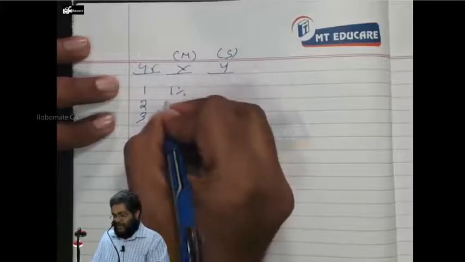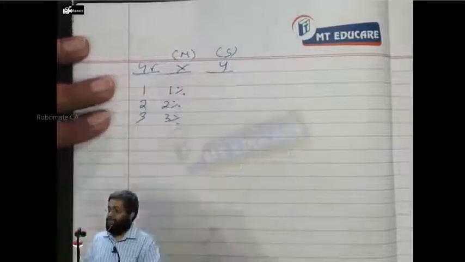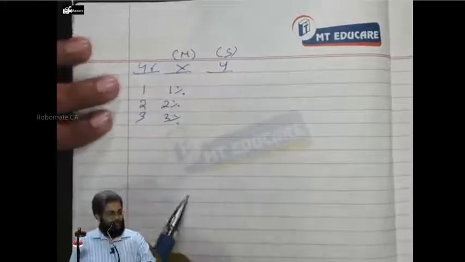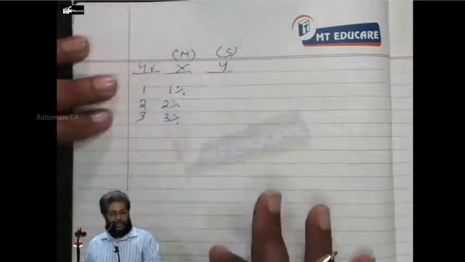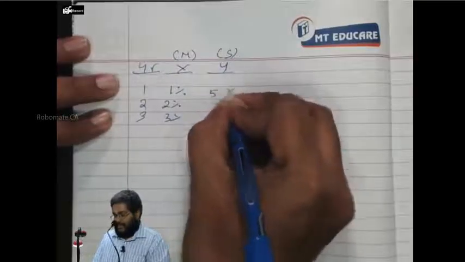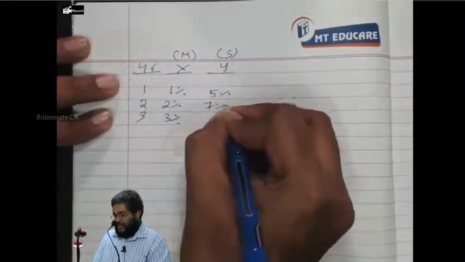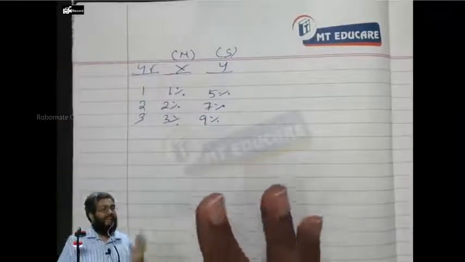Market return 1%, 2%, 3%. I'm giving an example. Market is how much? 1%, 2% and 3%. It can be 1, 3, 2, anything. I just don't want 1%, 2% and 3%. Security return is 5%, 7% and then 9%. Like this we have a data.